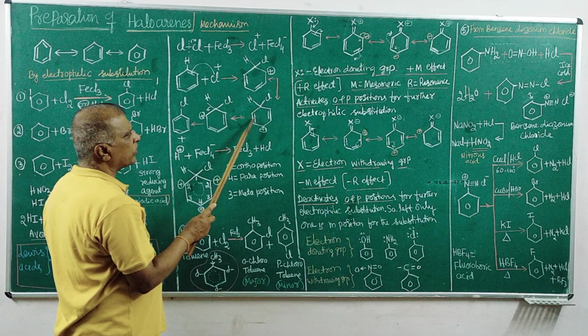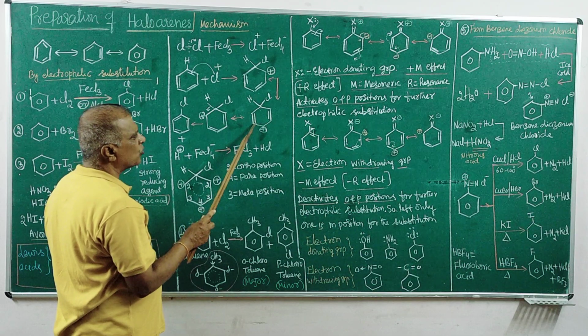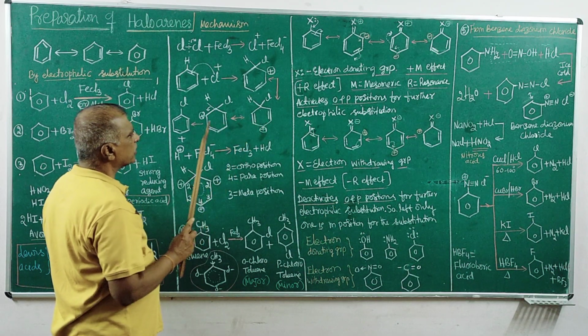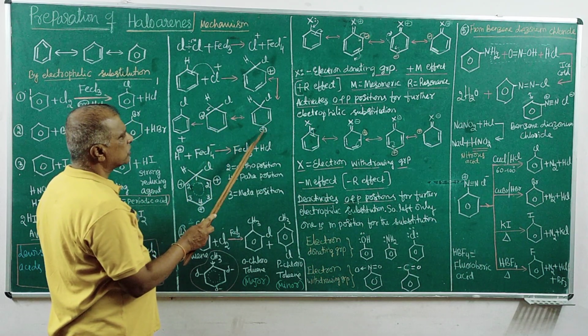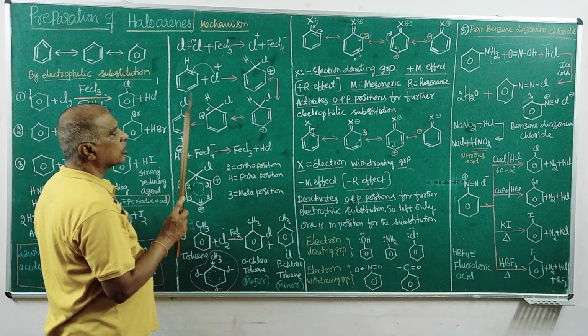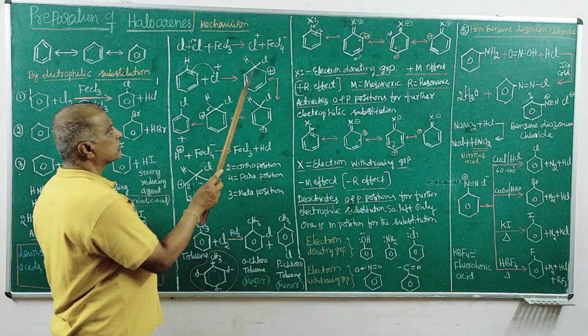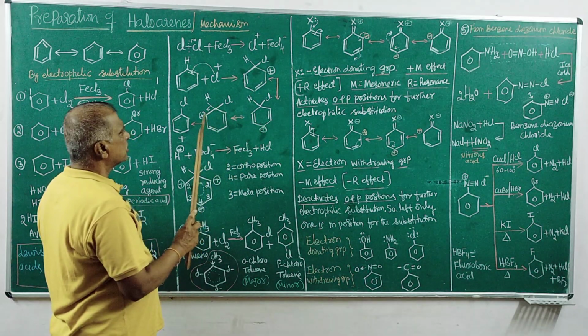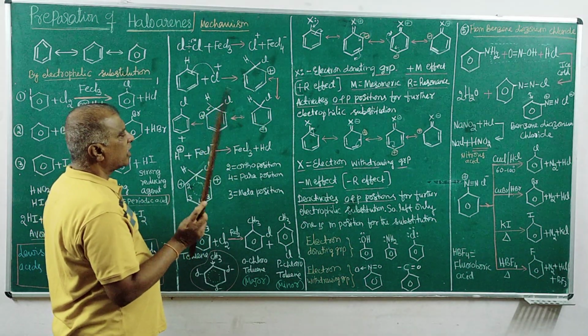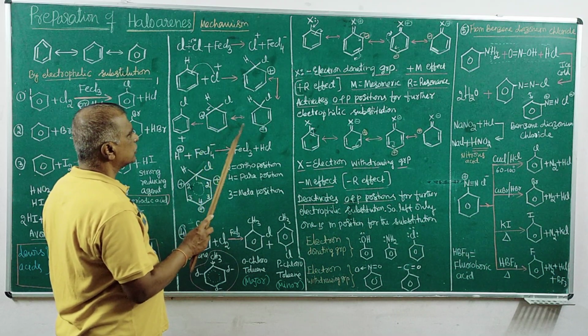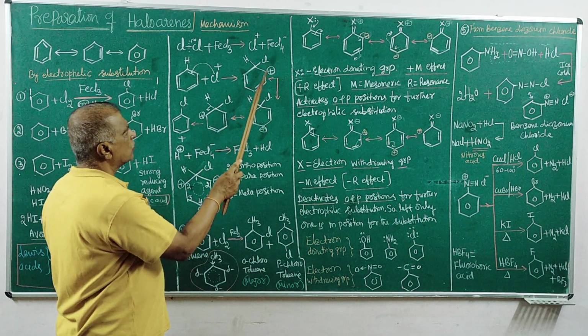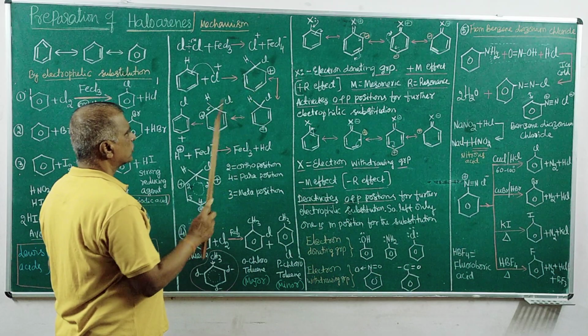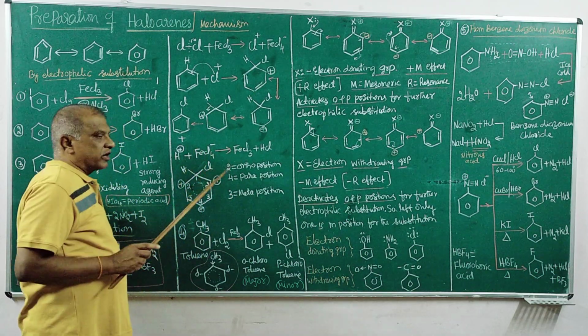This chemical bond, the pi bond between these carbons, can move on to between these two carbons like this. Then the positive charge will move on to this carbon. That is a carbocation. A carbocation is generated at this position, this position, and this position, but it cannot be generated at these two positions. Only at these positions is the carbocation generated.